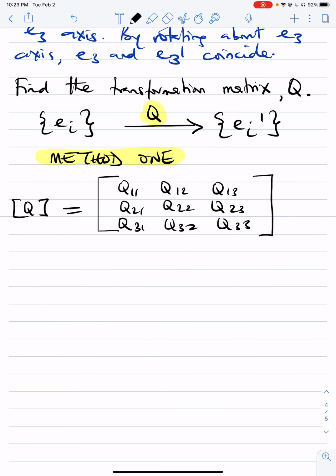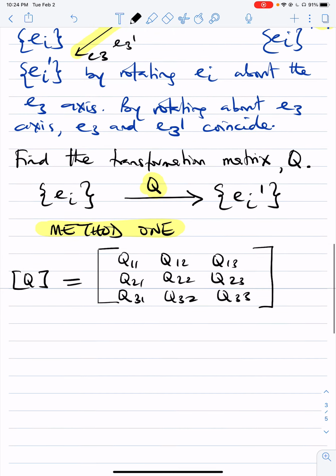So Q has 9 components, right? Q11, 12, 13, up to Q33. Because this is Q, we have Ei, and we want to find the transformation matrix that rotates the coordinate system Ei to Ei prime, right? So to find this Q, now don't forget our diagram.